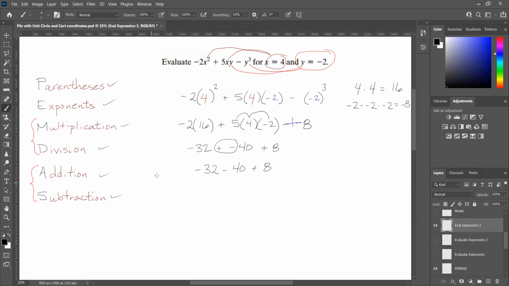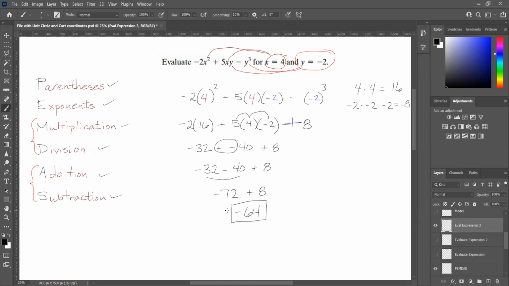Now we're down to addition and subtraction. So we can start with the first two. Negative 32 minus 40 is negative 72. Add 8 to that will give me a negative 64. That's the evaluation of this expression.